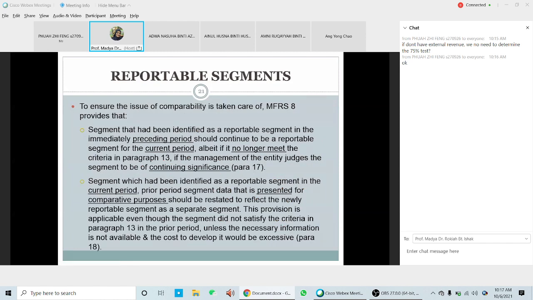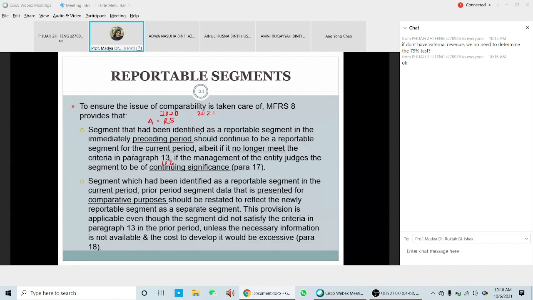Okay, to ensure the issue of comparability is taken care of, the standard requires that a segment that has been identified as a reportable segment in the immediately preceding period should continue to be a reportable segment for the current period, even though it no longer meets the 10% threshold in paragraph 13, if the management of the entity judges the segment to be of continuing significance. For example, in the year 2020, let's say segment A becomes a reportable segment.